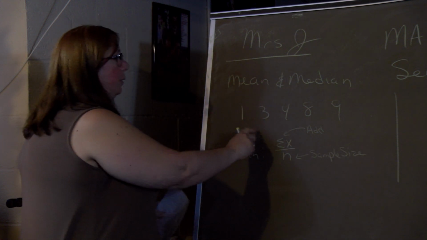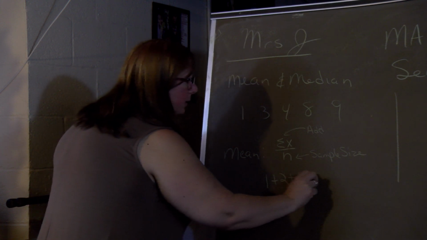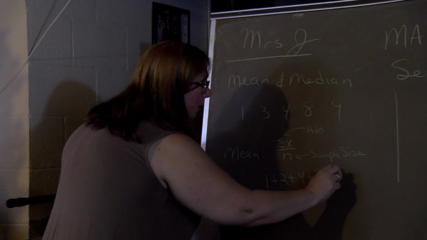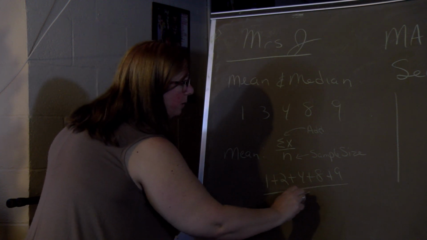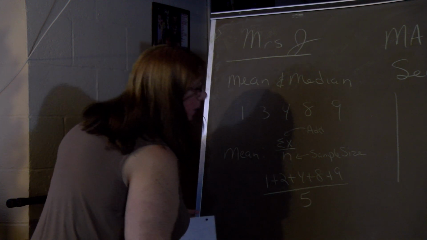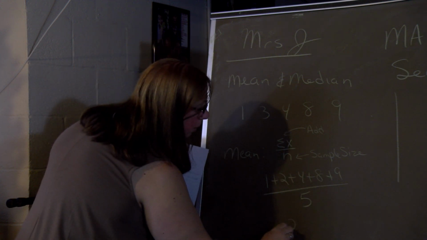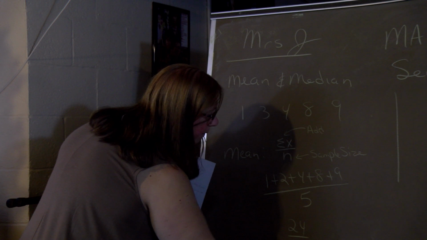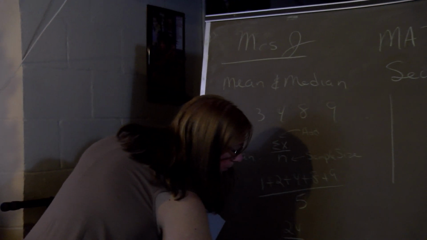So in this case, for the mean, we would take 1 plus 3 plus 4 plus 8 plus 9 and divide by how many there are, which is 5. If you add all of them up, you get 24. Divided by 5, we get 4.8, or 4 8/10.